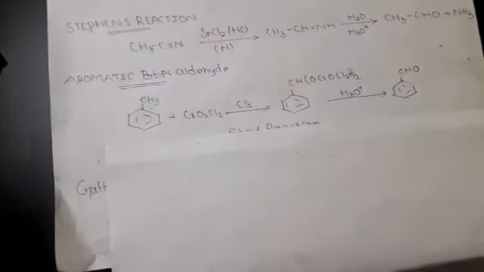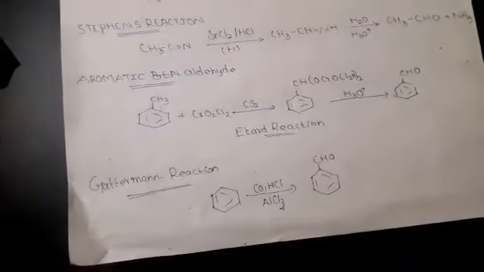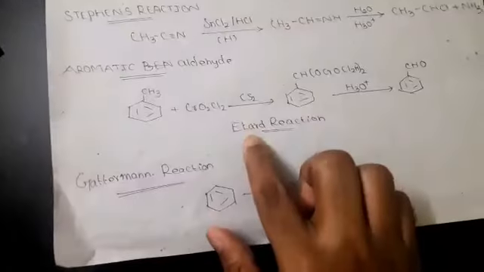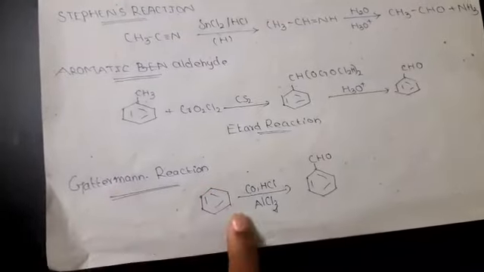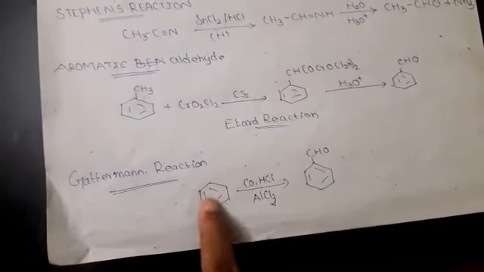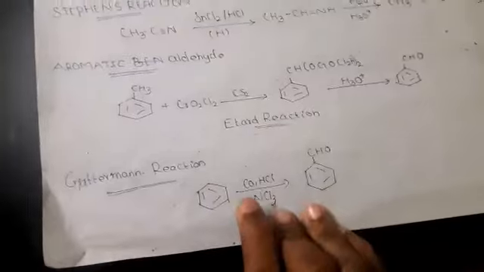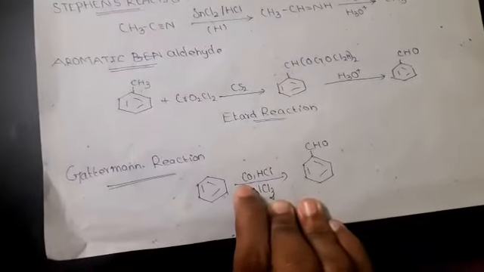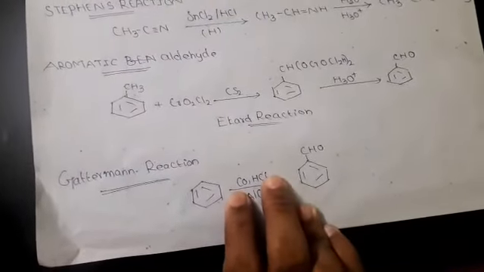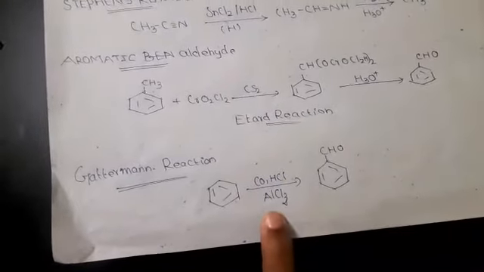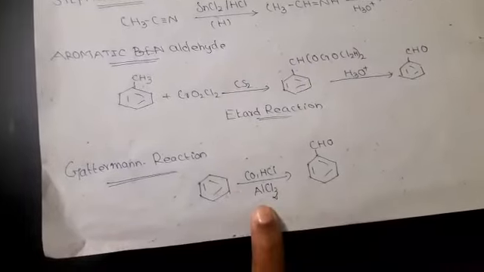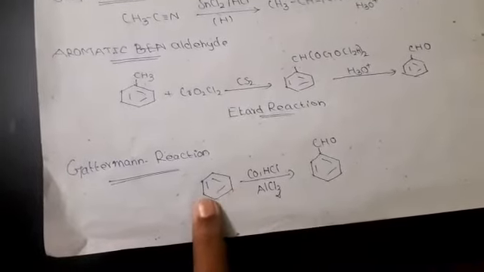Next one is the Etard reaction. Next one is the Gattermann-Koch reaction. The Gattermann-Koch reaction means the conversion of benzene into benzaldehyde in the presence of carbon monoxide and HCl. Aluminum chloride is used as a catalyst, so the benzene is converted into aldehydes. So this is called the Gattermann-Koch reaction.